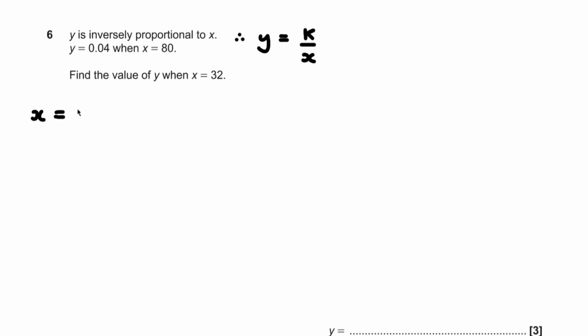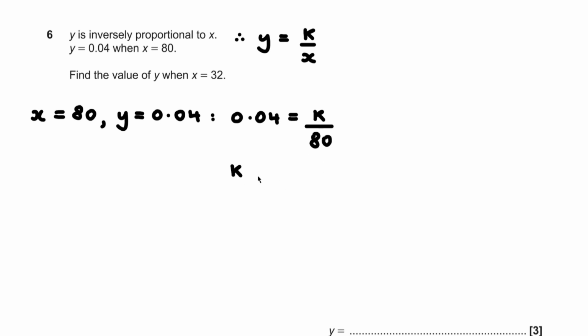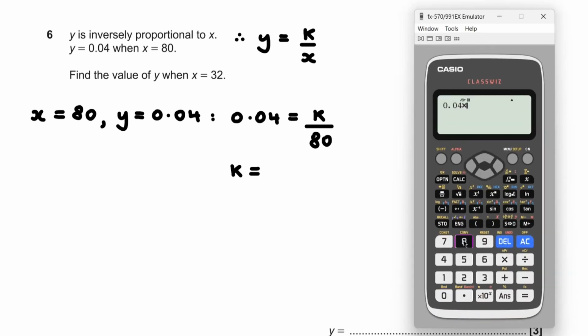So, when x is equal to 80, y is 0.04. So I've got 0.04 equals some value k over 80. So if I work out the value of k, that's 0.04 times 80, which is 3.2.